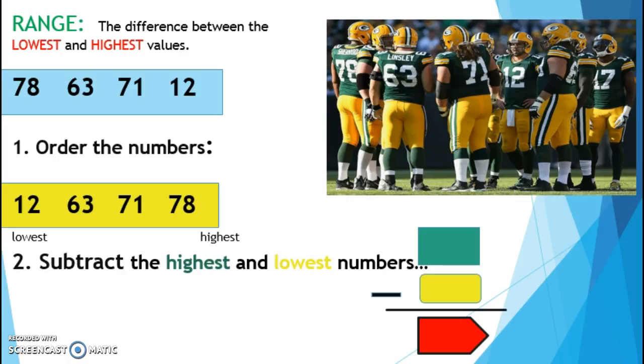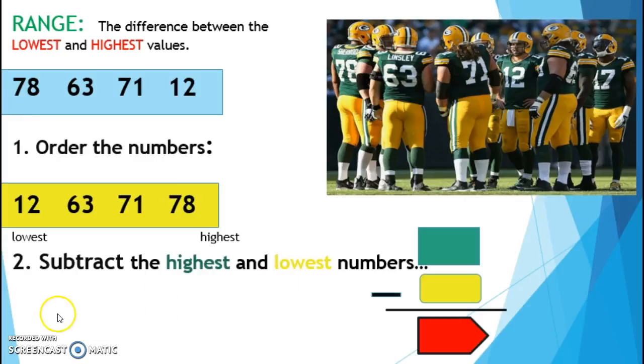Let's practice the range together. This is the difference between the lowest and highest values. What I did is I found the numbers off the jerseys. Again, this is from the Green Bay Packers. I've got a 78 jersey, a 63, a 71, and a 12. I'm going to order my numbers. Okay, I'm going to grab the 2 because I know it's my lowest. I'm going to put that first. Then comes a 63 as I get a little bit higher, 71, and then my highest is a 78.